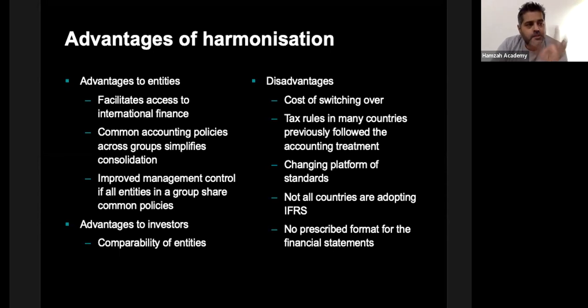So these are the ones basically. Everything has its own advantages and disadvantages, but obviously the harmonization's disadvantages are also high, because one may feel that the adoption of the accounting standard is not as fruitful to them as compared to the old one.